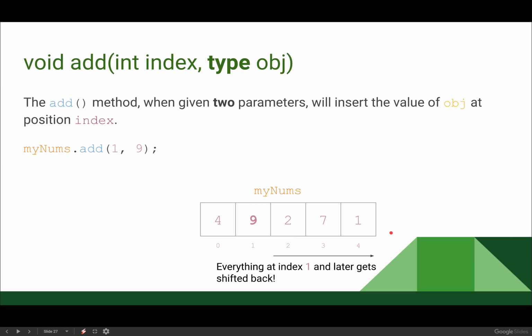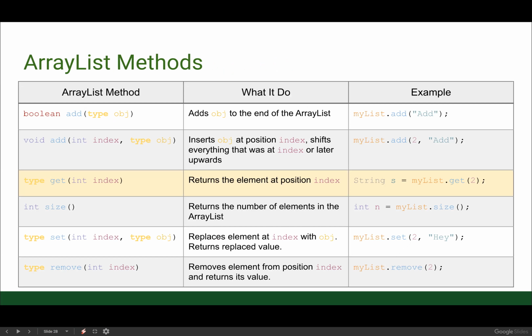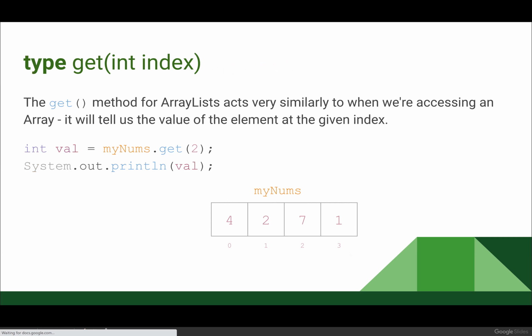Add makes sense. If you're familiar with Python, this is both the append and insert methods for a list. Cool? Cool. All right. Next, we are going to talk about the get method.